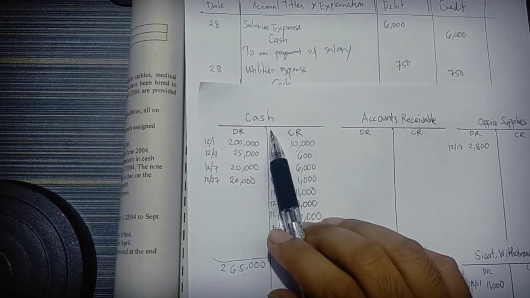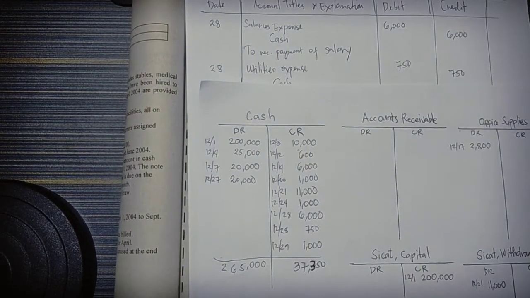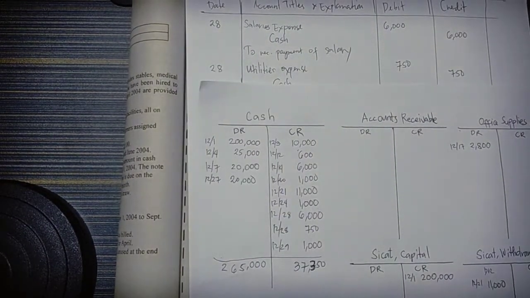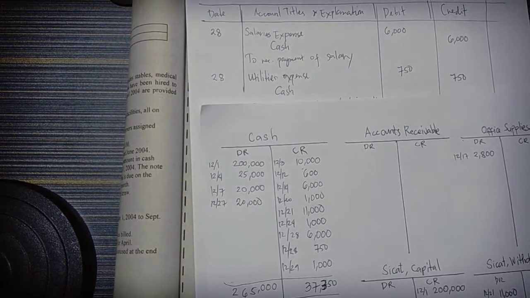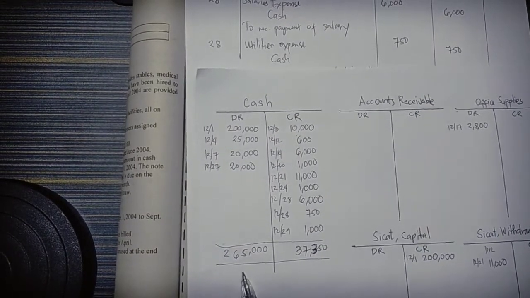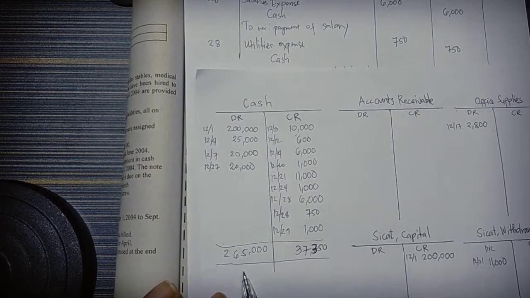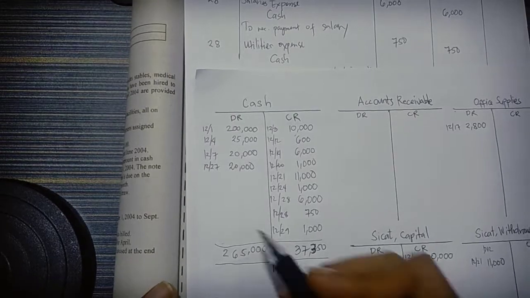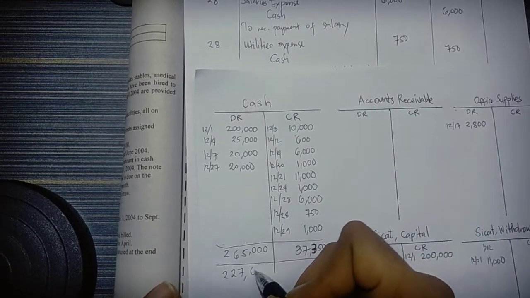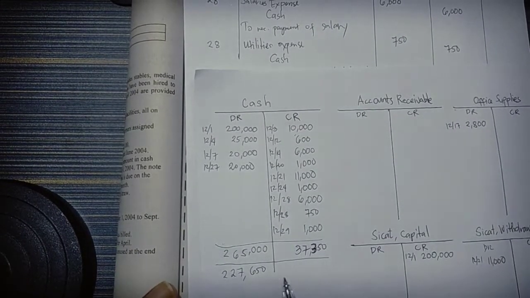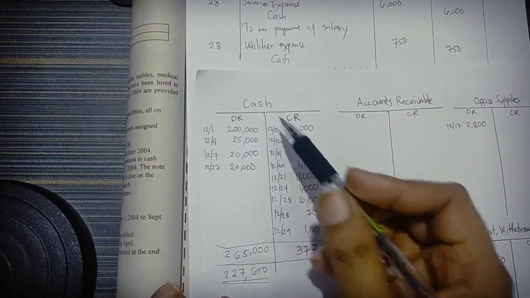Diba? Ano yung normal balance? So, usually, ang normal balance kung saan siya mag-i-increase, yun yung normal balance. So, sa cash, ang normal balance niya is dito sa debit side. So, ang difference class, kung i-minus na siya, ang difference niya ay ilalagay mo sa kanyang normal balance. Okay? So, ang normal balance niya sa debit side. So, ano yung difference? 227,650. Okay? Tapos, double rule.